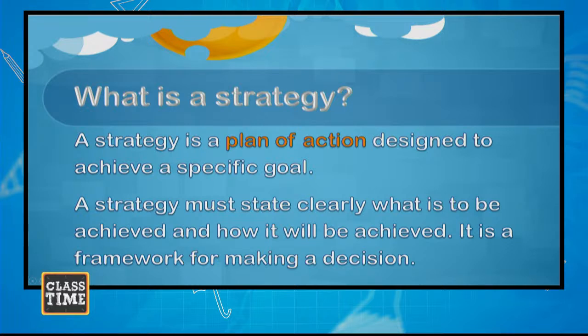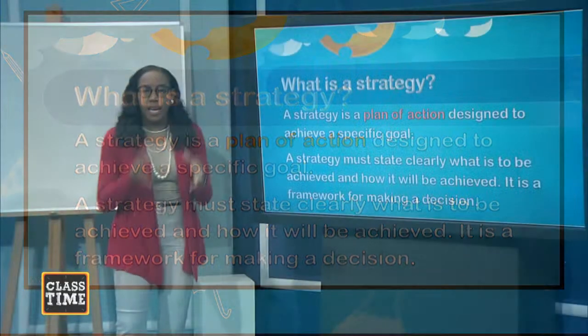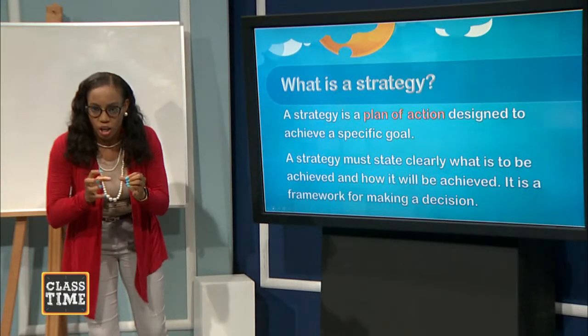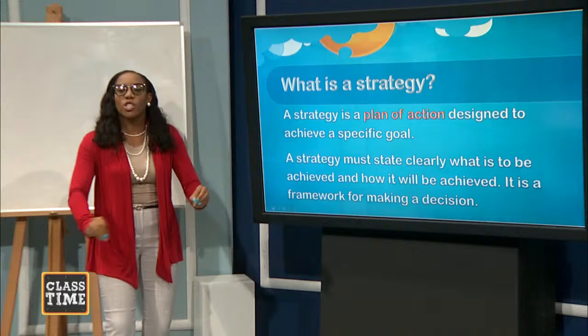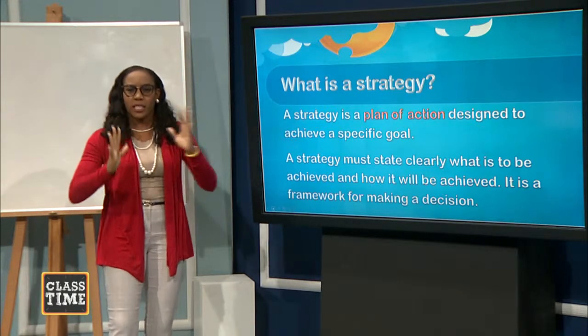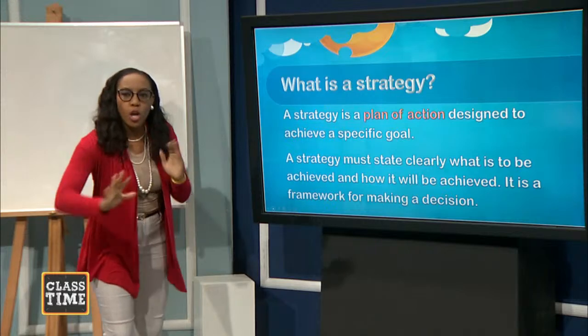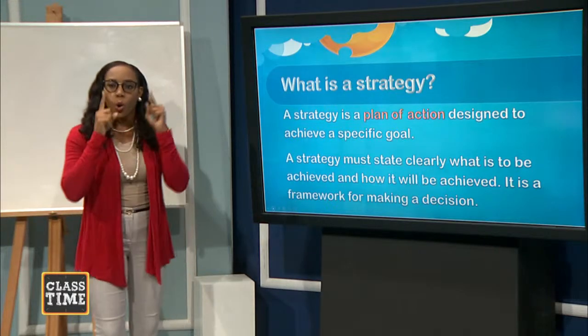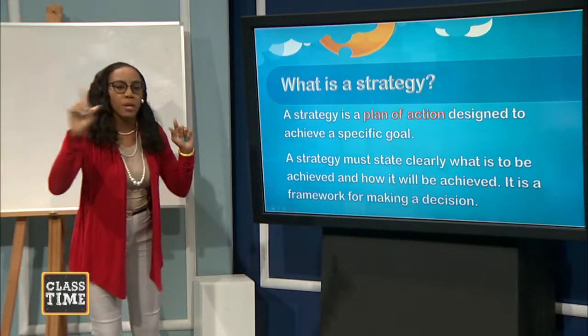Let me say that again. A strategy must state clearly what is to be achieved and how it will be achieved. It is a framework for making a decision. So you have a strategy, you must know how you're going to work the strategy. It's a framework. It is something that is going to guide you to achieving a particular goal. Roger that? I believe in a roger that.